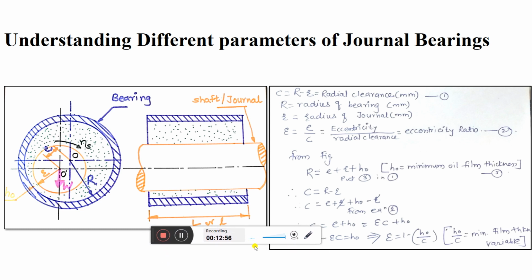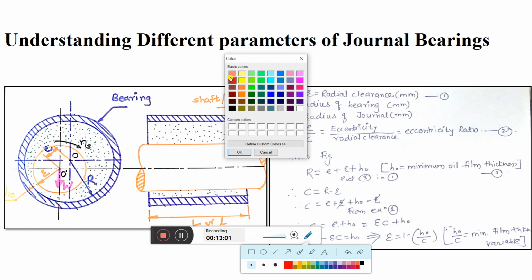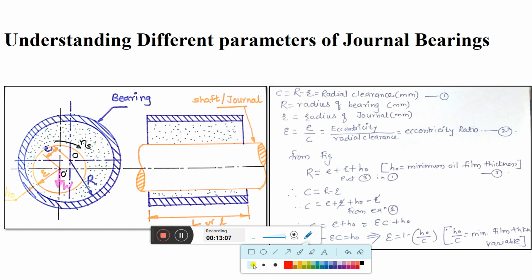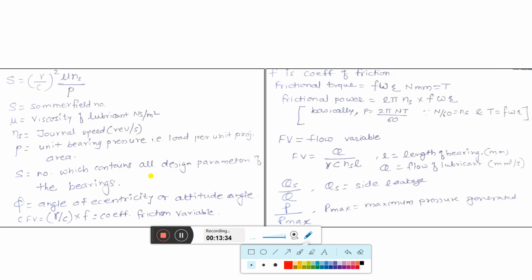Let us try to see which angle. So this angle is my phi. This is my angle phi. Okay, this is my angle phi. So phi is nothing but the attitude angle. Yes, you might have obtained now, the angle of eccentricity or attitude angle.